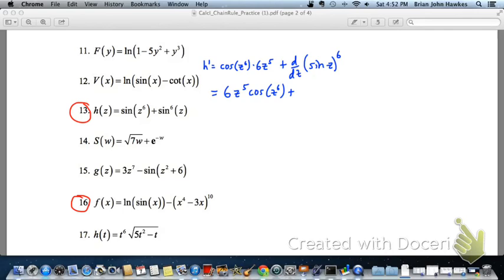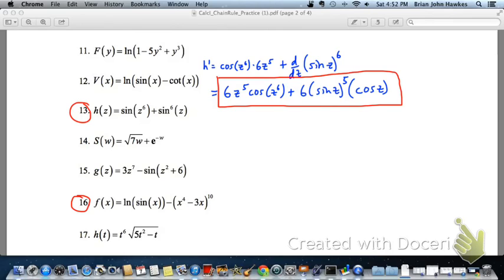So now it's clear what the outside function is. The outside function is the sixth degree, or the sixth power. And so we take that power, we bring it out front, and then we multiply it by what's inside to the 6 minus 1, or 5. And then the derivative of the sine of z is the cosine of z. And that's it. Let me put a nice box around that. Okay. And then what else did we say?